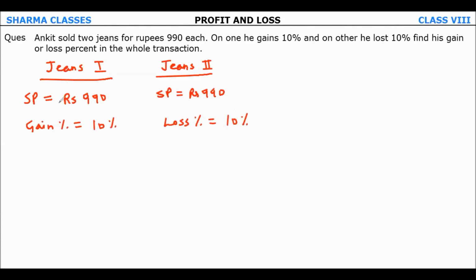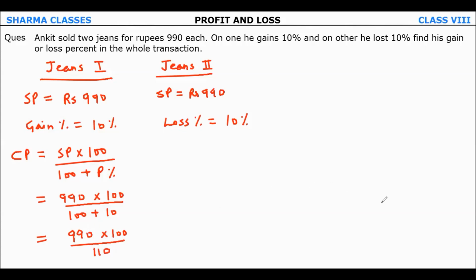That means we have to find out the cost price of first jeans and then cost price of second jeans, and then we have to add them. Let's see how. When we have to find the cost price, we have to use the formula according to the gain percent or loss percent. So when gain percent is given, we are having the formula as SP into 100 by 100 plus profit percent or gain percent. So we have to put the values and we have to find the CP from here.